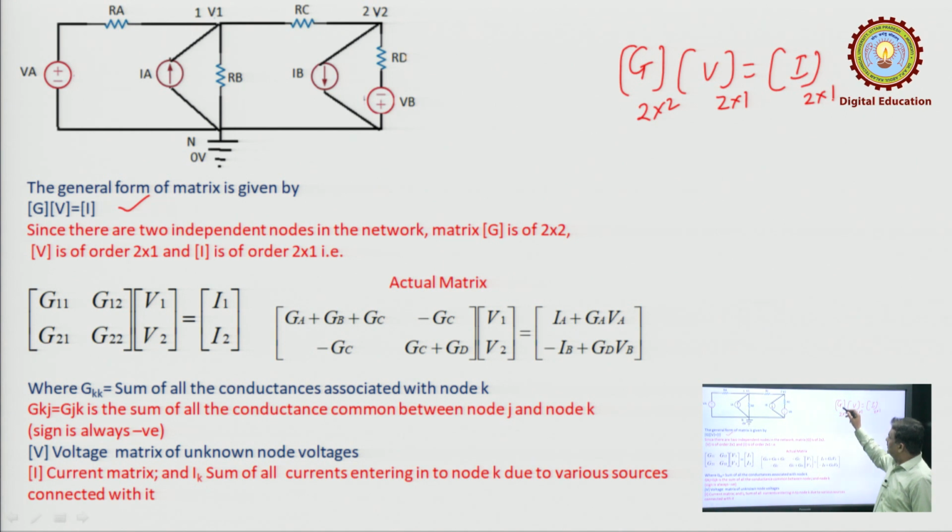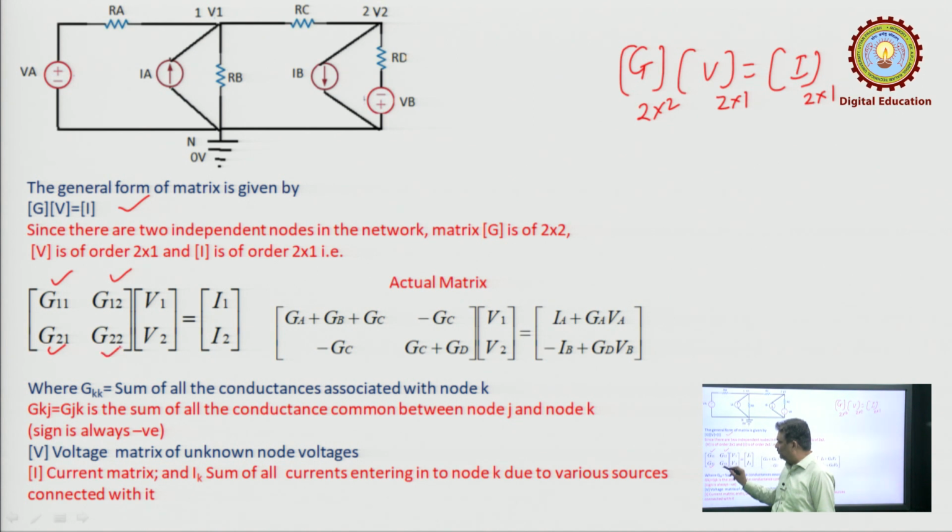Since it will have 4 elements, the general elements are G11, G12, first row first column, first row second column, G21, G22, second row first column, second row second column. So, these are the 4 elements corresponding to the conductance matrix. Now, let us see how we can write these elements directly, because this is the matrix we got by writing KCL at node 1 and node 2. So, these are the elements corresponding to the diagonal.